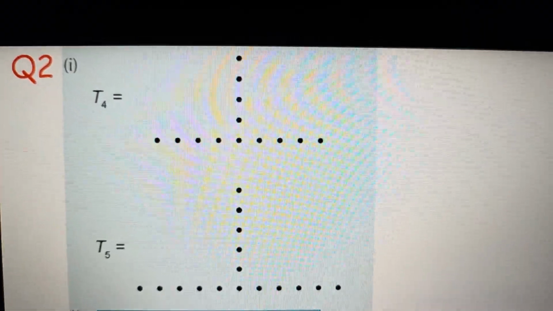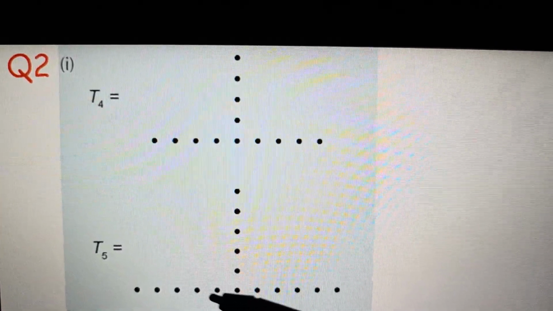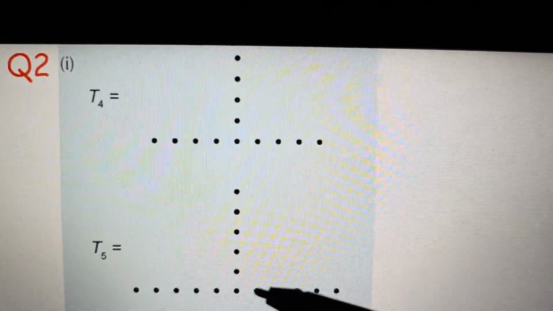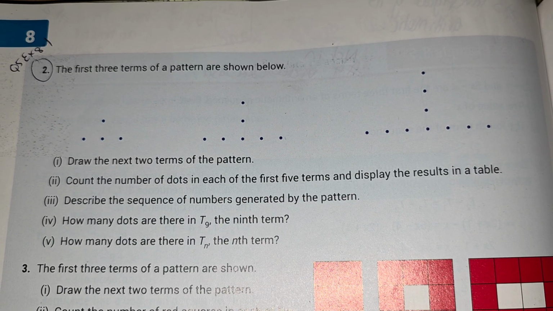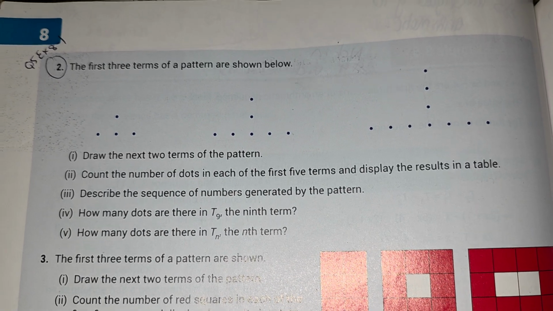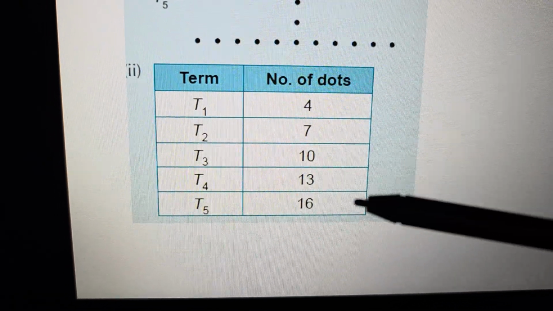Okay, term 5. You can see there are 6 dots going up the middle, and then there are 5 dots on either side of the middle dot. So you can then count the dots. Part 2, count the number of dots in each of the first 5 terms and display your results in a table. Okay, there's your table. So 4, 7, 10, 13, 16.